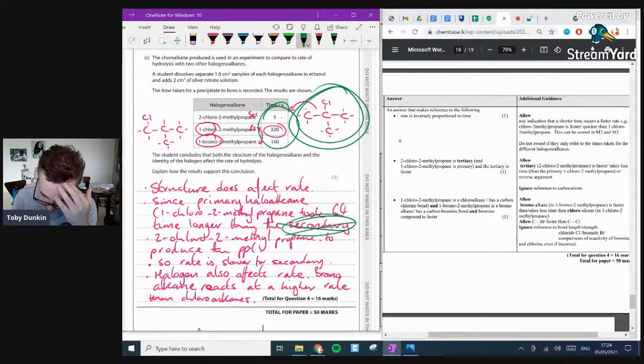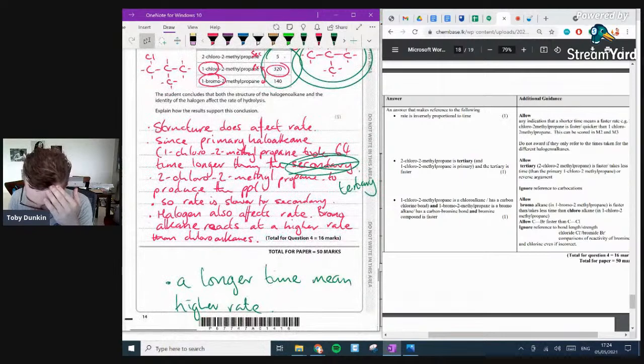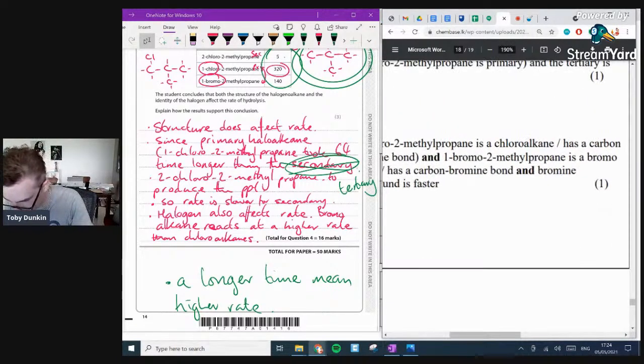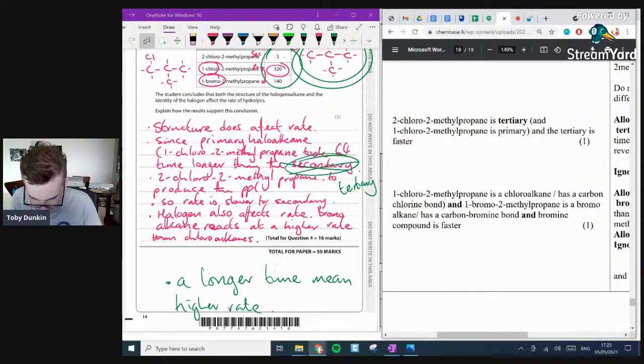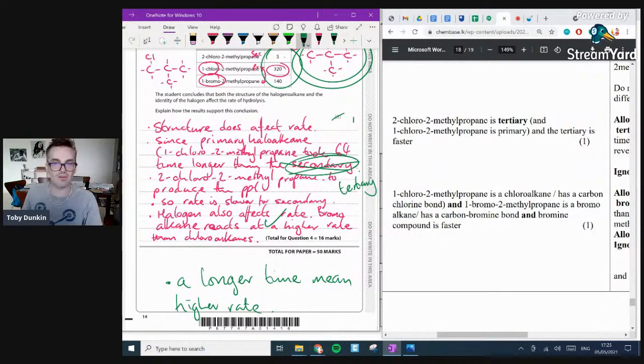Easy mistakes. Yes, faster than the primary. The bromo and chloro, the carbon-bromine bond. The bromine compound is faster. That's all you needed to say. So I get one mark out of those three. Oh, dear. What a mess.